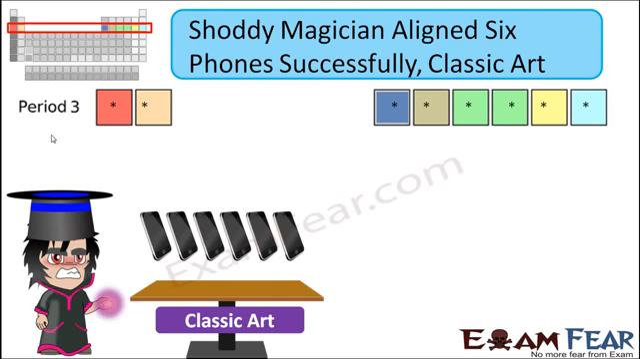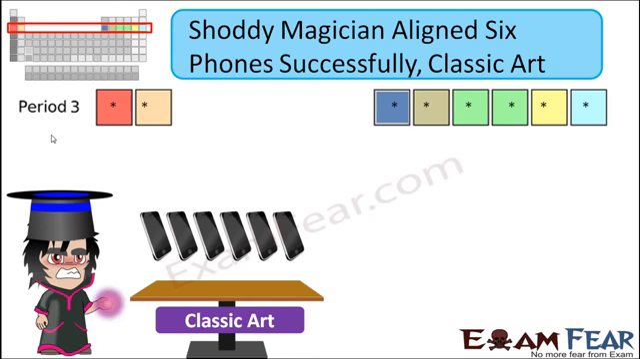Let's move on to period 3. So what do you think is our memory tip looking at the picture that we have on the screen? So we have a dirty magician who is doing some sort of magic with mobile phones. And in fact, we see that some 6 mobile phones have been hanging in the air. And that's his classic art. So the memory tip here is Saudi magician aligned 6 phones successfully. Classic art.